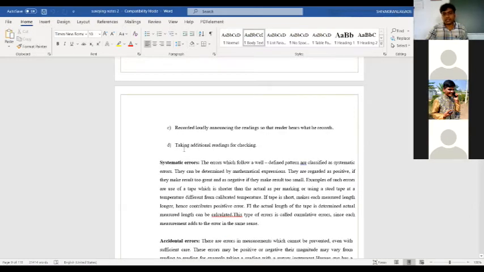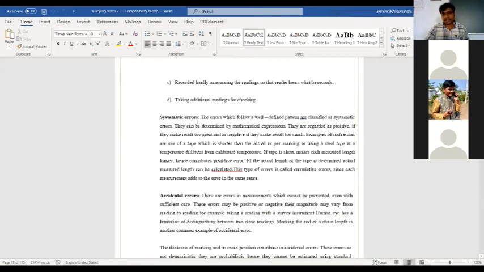And the fourth case, that is taking additional readings for checking. Additional reading checking means, if you are going to have a rectangular section on the field, there we're going to have the diagonal line as well. Why are we going to have the diagonal line? To cross check whether the area we calculated as per the drawing and on the field is matching or not. So there we have to have the additional checking readings.